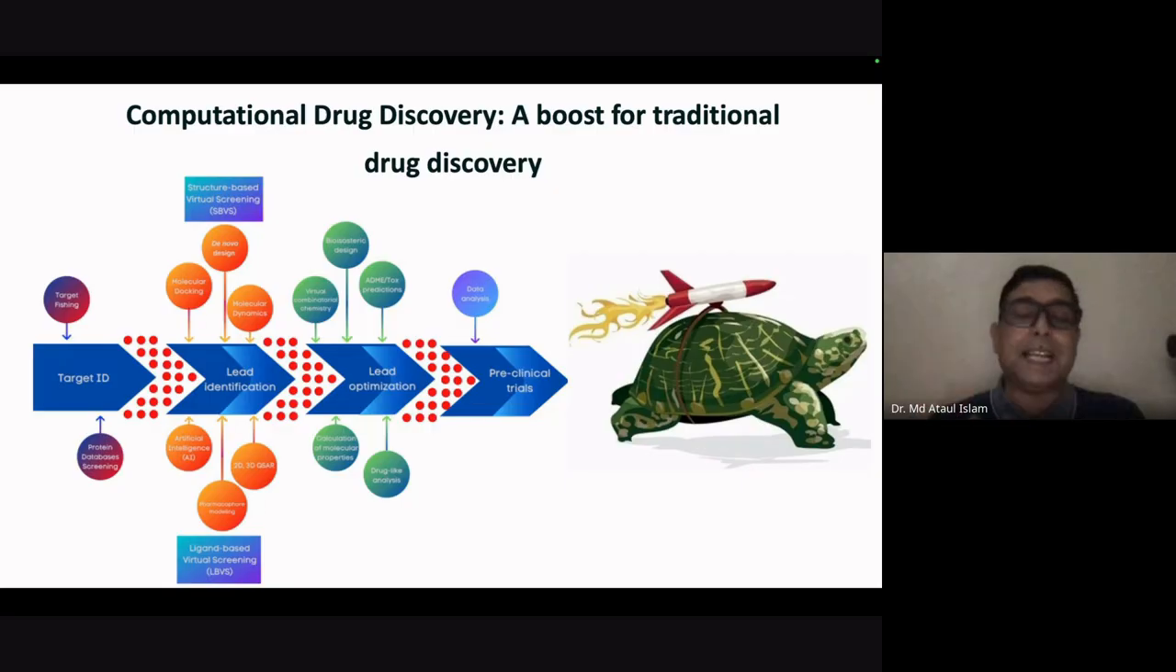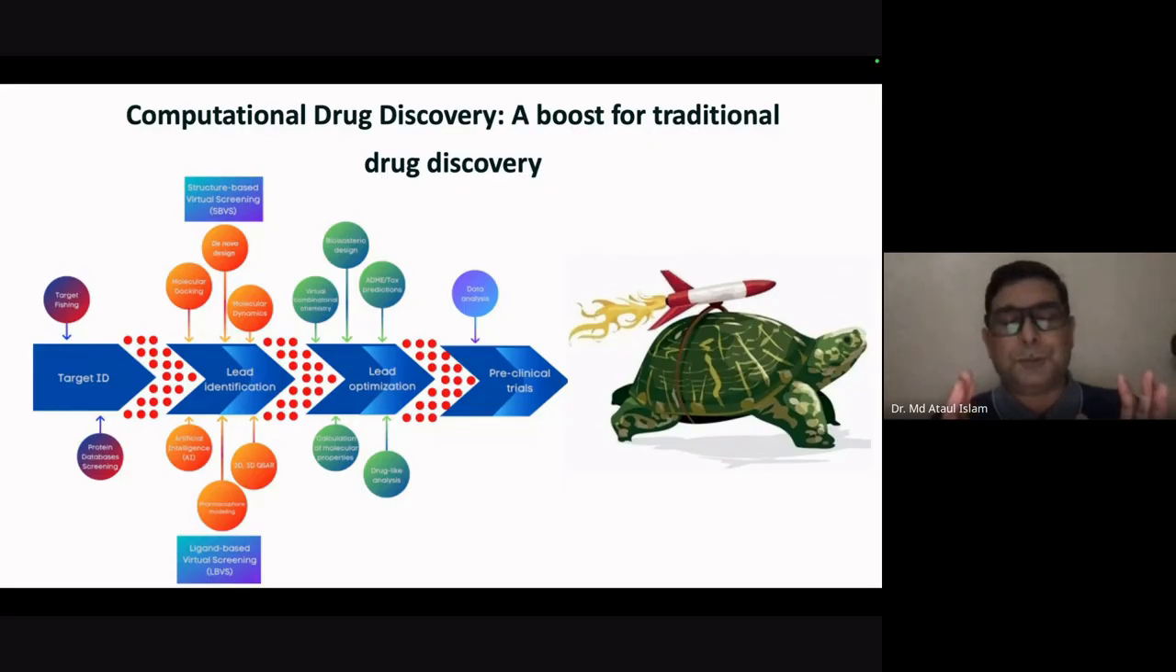Here is another set of computational approaches you can use: virtual screening, pharmacokinetics, different calculations of properties, or drug-likeness analysis. These things you can do, and based on that, you can optimize and change the molecule to improve it. And once you have the lead optimization done, you can go for the preclinical trials, and there you can analyze the data using computational methods.